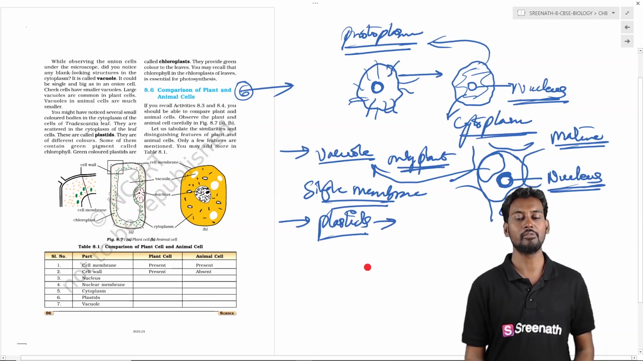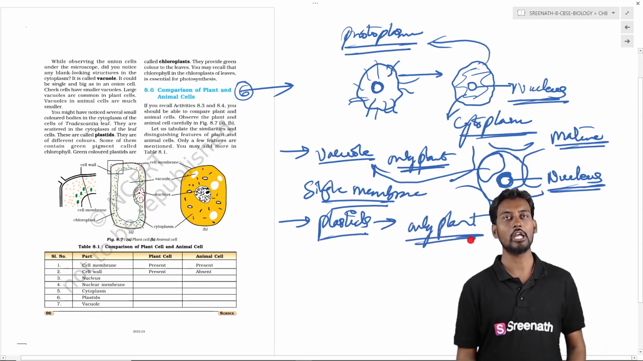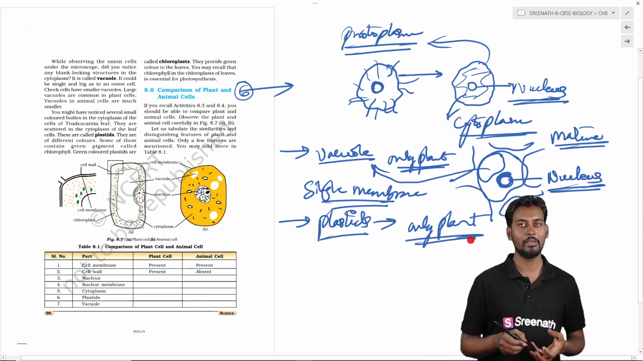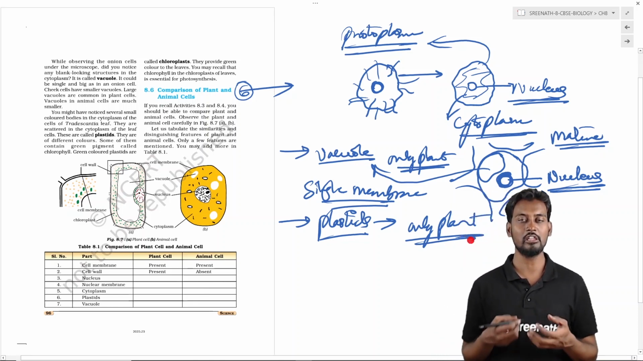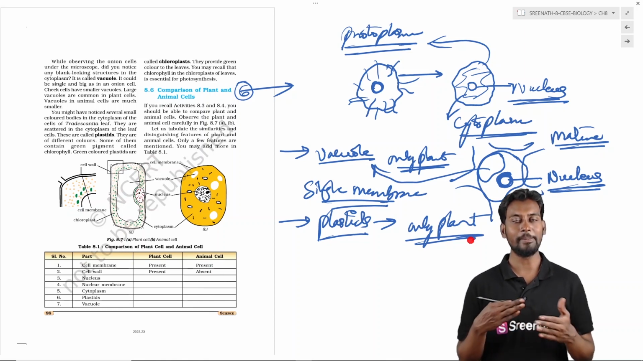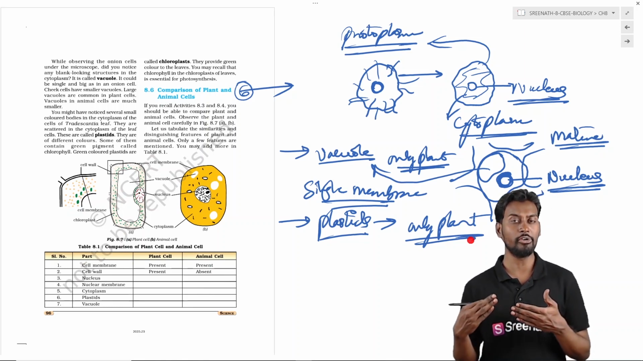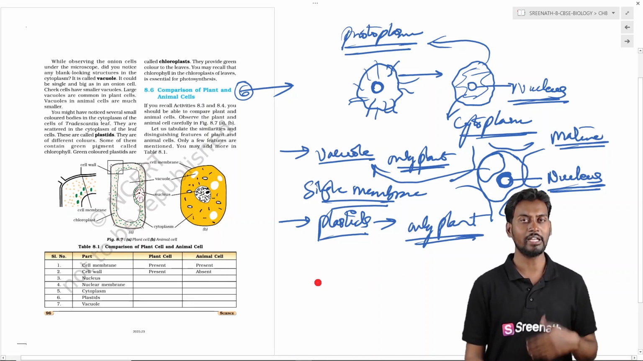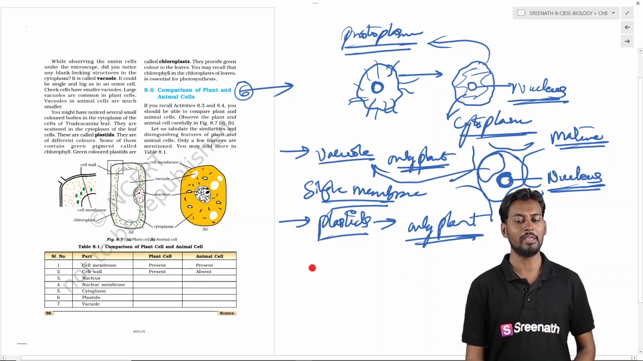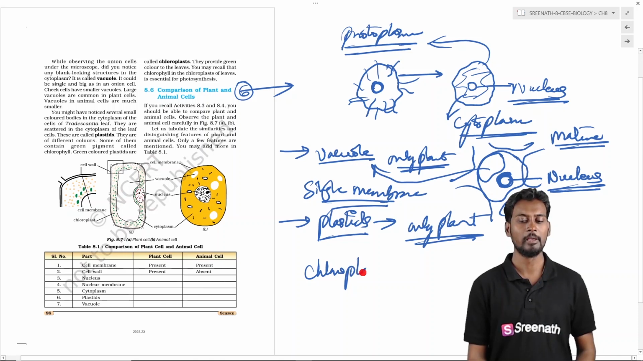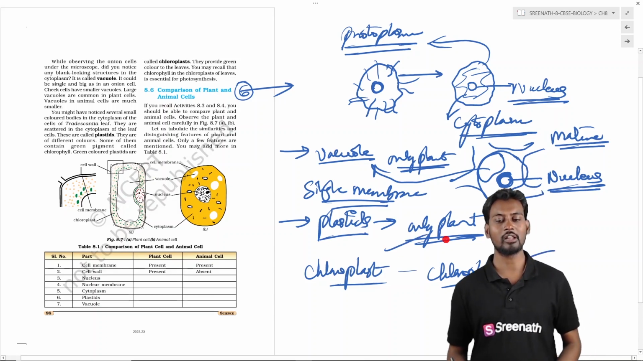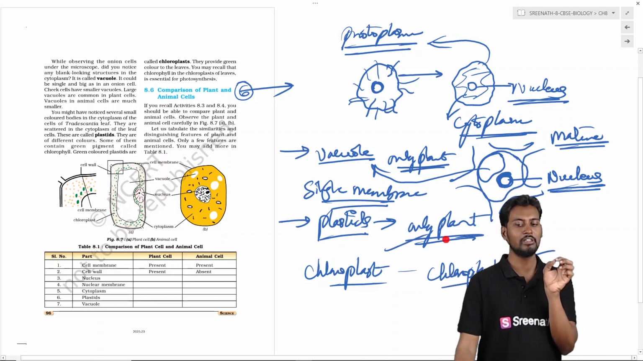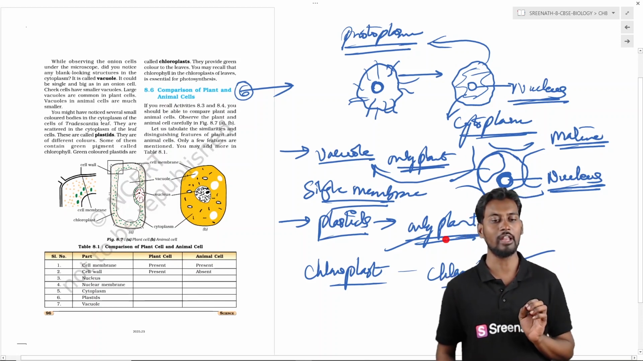And coming to the plastids, basically they are also only present in the plant. Depending upon the function, these plastids can be divided into different kinds of cell organelles. If it is a chloroplast, the chloroplast is the one where the chlorophyll is present. Okay, this is the pigment and this is the cell organelle. One kind of plastid is the chloroplast, which contains the pigment called chlorophyll.